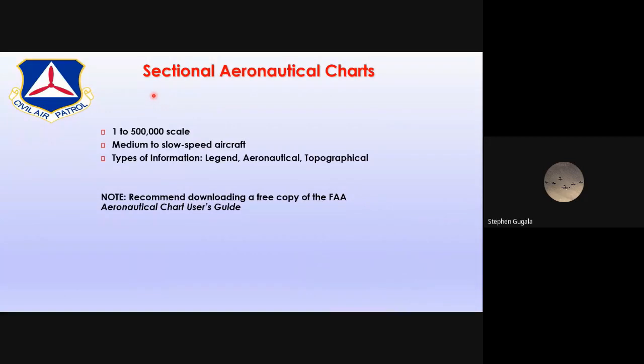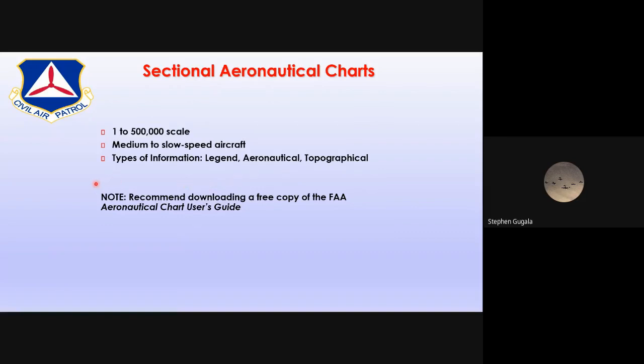The sectional aeronautical charts are 1 to 500,000 scale, so they are not tremendously detailed. We get most of our details on the sectionals from the depictions and the legend information for features on the ground. They're used for medium to slow speed aircraft, and the types of information are legend information, which is features, aeronautical, which depicts airspace and routes, and then there's some topographical, which uses the lines like you would see in a regular topo map, and colors. Again, as a flatlander, most of our sectionals are green and typically dark green, and that's the most topo information we get.